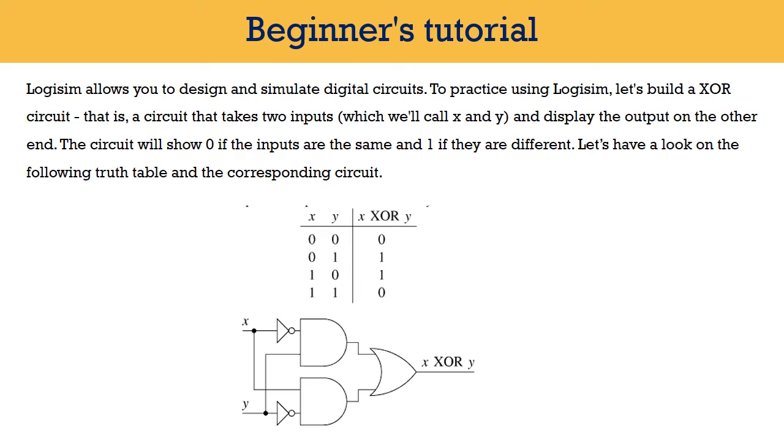Let's have a look at the following truth table and the corresponding circuit. Here we have two inputs, X and Y, and if there are 2 inputs, then the combinations of inputs will be 4. That means 2 to the power n, where n is the number of inputs. So 2 to the power 2 is equal to 4. So for the 2 inputs we have the 4 sequences, that is 00, 01, 10, and 11. And when we apply the XOR operation on those inputs, we get the result 0 for 00, 1 for 01, 1 for 10, and 0 for 11. That means similar inputs make an output of 0, and different inputs make an output of 1.